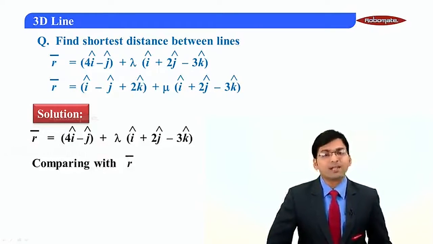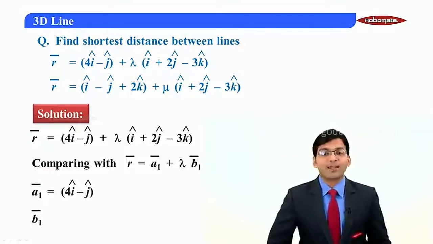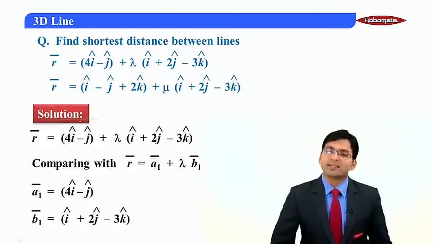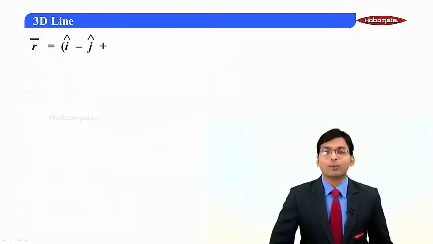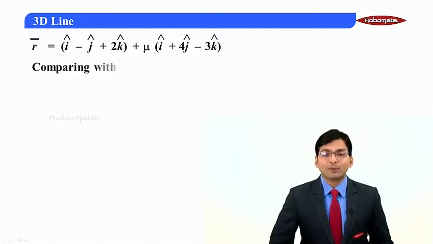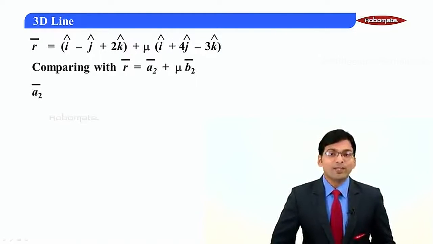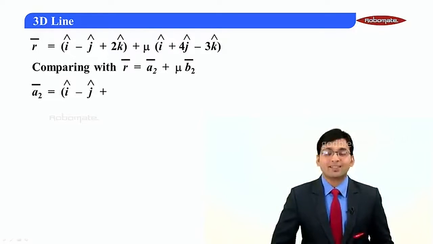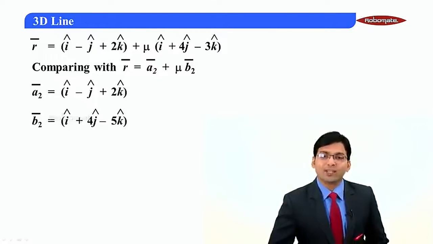Now if we compare this line with standard form, r bar is a1 bar plus lambda times b1 bar, we get a1 bar as 4 i cap minus j cap and b1 bar as i cap plus 2 j cap minus 3 k cap. Okay students, similarly we take the second line, r bar is equal to i cap minus j cap plus 2 k cap plus mu times i cap plus 4 j cap minus 5 k cap. And when we compare this again with the general form, we get a2 bar as i cap minus j cap plus 2 k cap and b2 bar is second part, that is i cap plus 4 j cap minus 5 k cap.